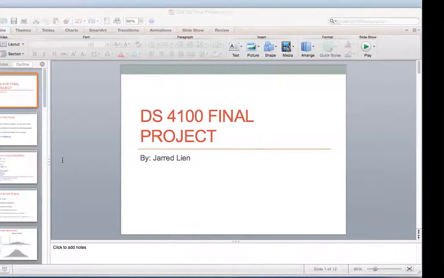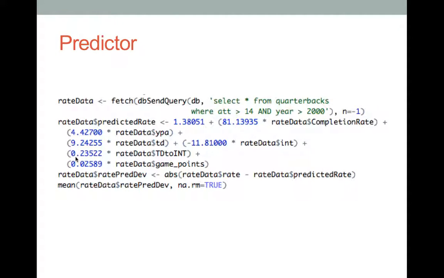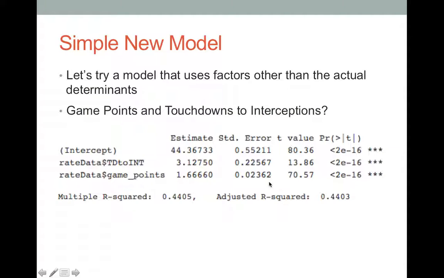After that, I decided to do a simple new model, taking in just 2 metrics that the current quarterback rating does not use and seeing how close we could get. As you can see, I just used touchdowns, interceptions, and the game points that they scored. They looked like great p-values, but unfortunately the R squared was really low at 0.44, compared to that awesome 0.97 that we had in the model before.